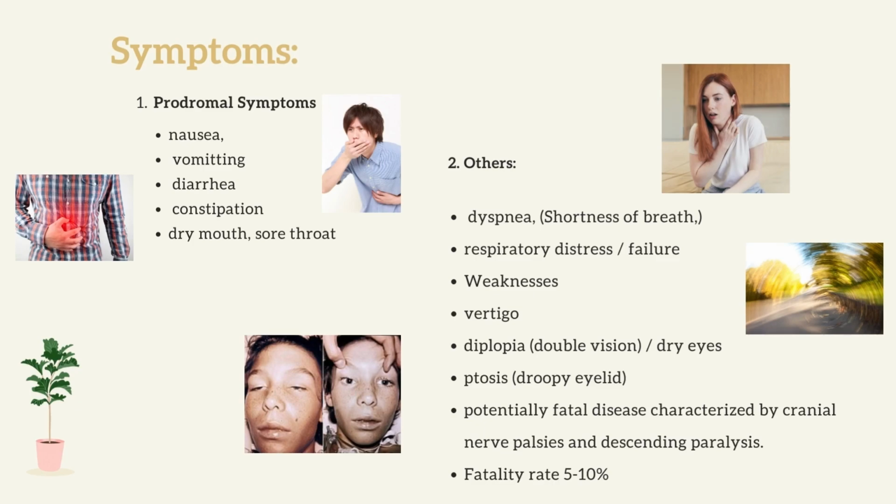Foodborne botulism has prodromal symptoms, which are nausea, vomiting, diarrhea, constipation, dry mouth, and sore throat. Other than that, it may have symptoms like dyspnea, shortness of breath, respiratory distress or failure, weakness, vertigo, diplopia, or dry eyes. It also has ptosis, droopy eyelid, and it is a potentially fatal disease characterized by cranial nerve palsy and descending paralysis. The fatality rate is 5 to 10%.